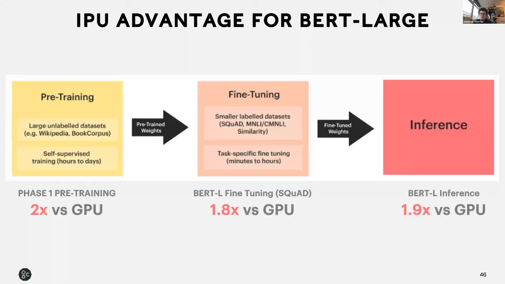So you might pre-train on Wikipedia and then fine-tune on something that's more domain-specific, that's what you're interested in. That then can be a smaller data set that you can more realistically label for fine-tuning. That is typically a quicker process, but again, we're seeing almost double the throughput compared with the GPUs for that as well. And then finally, looking again at BERT large inference, we're seeing very close to double the inference throughput of the GPU as well.